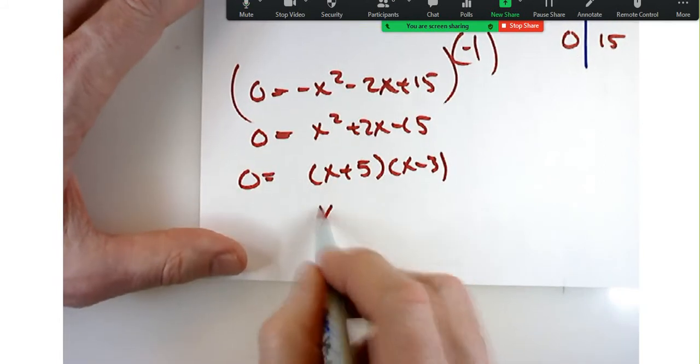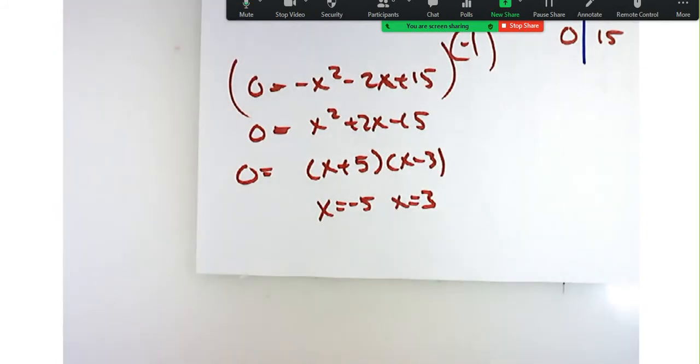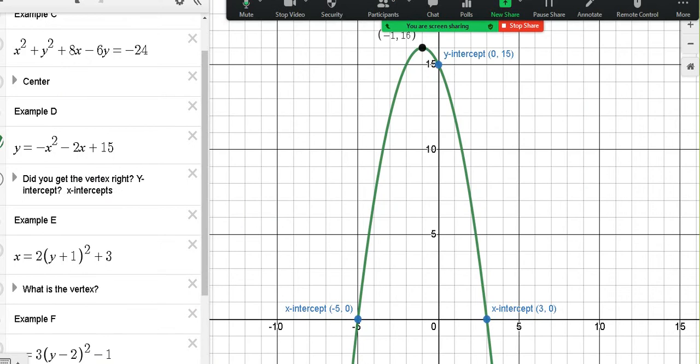So x would equal -5 and x would equal 3. Exactly what we saw when we graphed this on Desmos. So it's a nice way to double check yourself. But I'm throwing that in by way of review, because at some point soon you're going to have a final exam on this stuff.